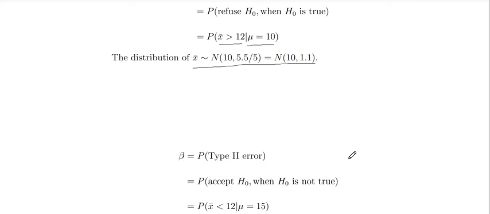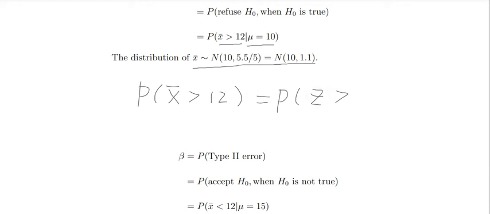Okay, so now we just find this probability. We want to find the probability x bar larger than 12. Such a problem has by now become routine. We change this to z, larger than (12 minus mu) over sigma 1.1, right? So we can find this easily. Check a normal table, and we can find this.